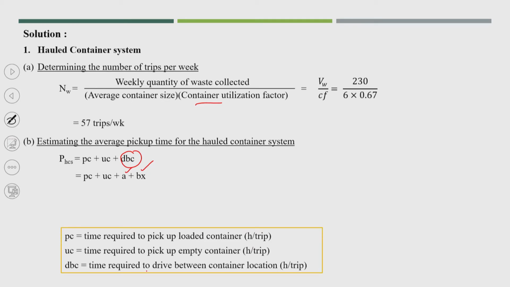So, that will be PC plus UC, and in the DBC case, A plus Bx. Here A and B are the DBC constants, and x is given as 0.16 kilometer. From that, we can calculate PSCS as 0.133. The unloading time is also given: PC and UC values are given in the problem. PC is 0.033 and UC is 0.033. R per trip is given.